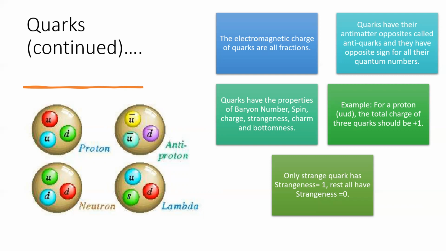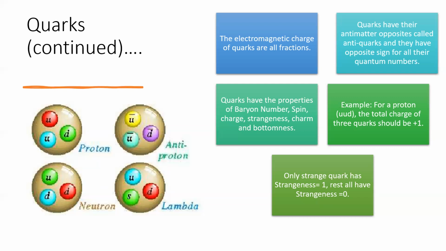For quarks and antiquarks, their sign is opposite. Quarks have the properties of baryon number, spin, charge, strangeness, charm, and bottomness. These are all a part of their quantum numbers, or their address, if you want to remember it like that. For example, a proton consists of 3 quarks, 2 up and 1 down. So the total charge of 3 quarks should be +1. And we have seen that the electromagnetic charges of quarks are all fractions. So it can be +1/3, +1/3, +1/3. It's not like I'm just giving an example.